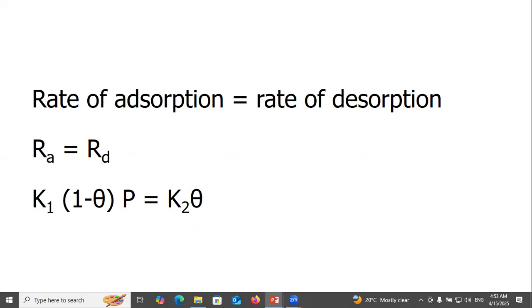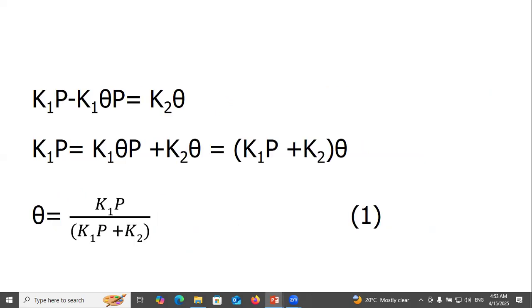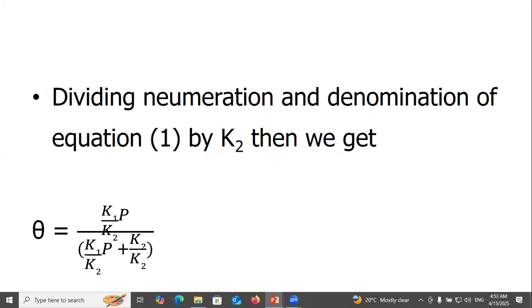At equilibrium the rate of adsorption equals the rate of desorption, so RA equal to RD. So K1 (1 minus theta) P equal to K2 theta. Simplifying, K1P minus K1 theta P equal to K2 theta. K1P equal to K1 theta P plus K2 theta, taking theta common, theta equal to K1P over (K1P plus K2).